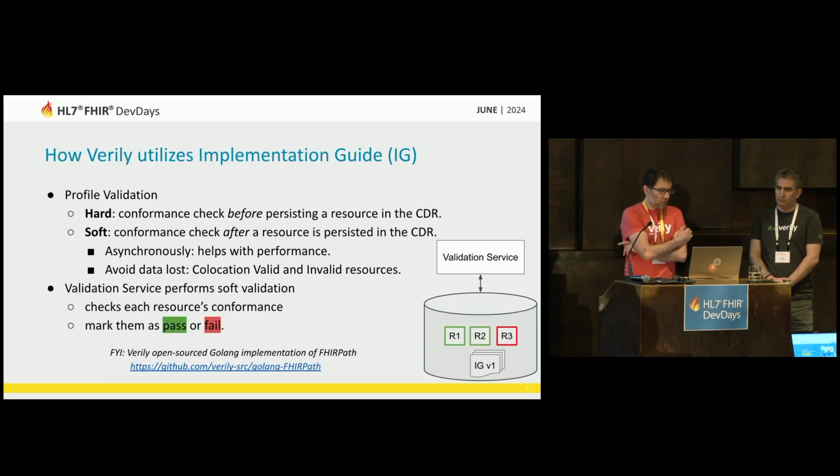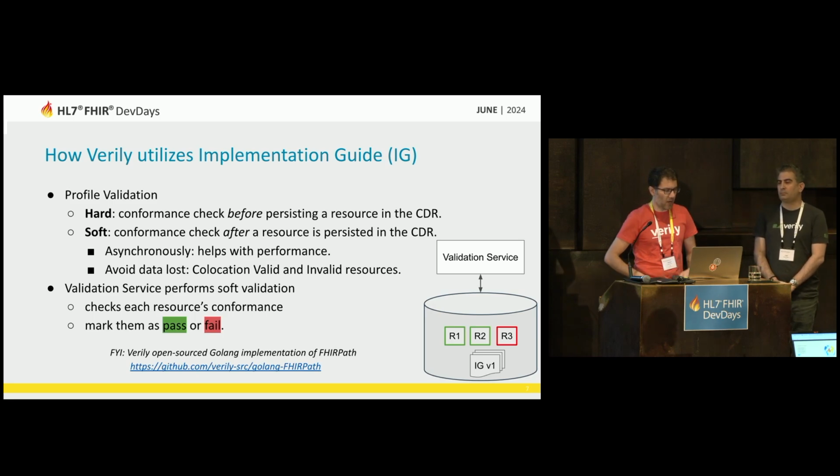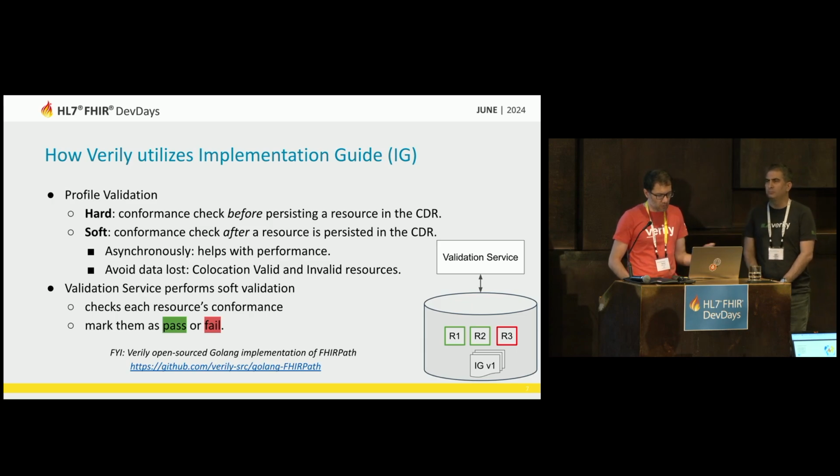Before I go into details and explain how each of these categories of backward incompatible change might cause issues in production systems, let me just quickly explain how at Verily we utilize implementation guides. We have been hearing a lot of talks in the past 2 years about profile validation. Here what we call FHIR validation is what in the community is known as profile validation. Imagine when we are persisting resources into our CDR, we check the conformance of the resources, and if the resource does not conform to the profile, we reject it. Otherwise, we will persist it to the FHIR store.